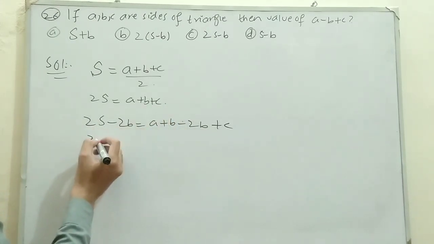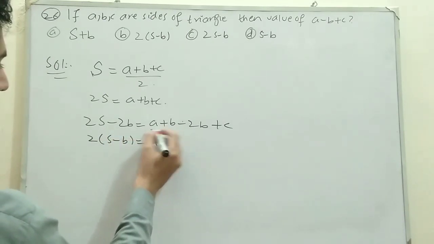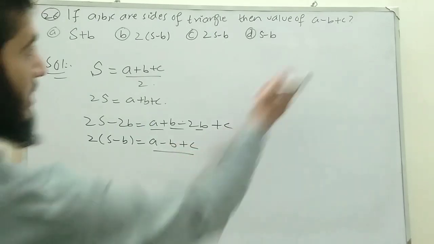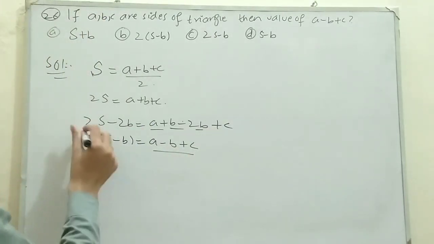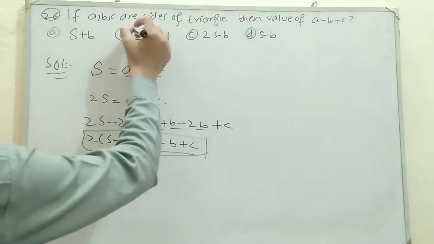So taking 2 common from here, it becomes 2 times of S minus B is equal to, here it becomes A, and plus B minus 2B gives us minus B, and here is plus C. So A minus B plus C is equal to 2 times of S minus B. So this is the right option, 2 times of S minus B. Correct option is option B.